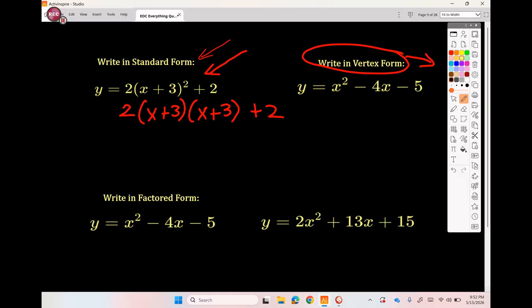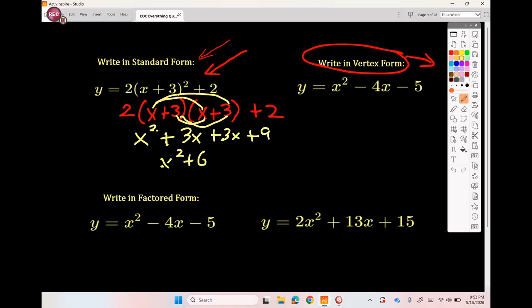So x times x is x to the second power. When you add those 1 exponents they all have, x times 3 is positive 3x. Now, 3 times x, positive 3x again. 3 times 3, positive 9. Once you collect like terms in the middle, you end up with a middle term of 6x.